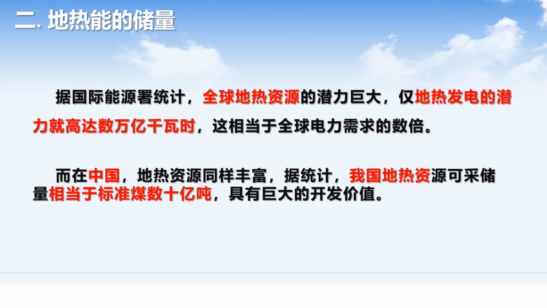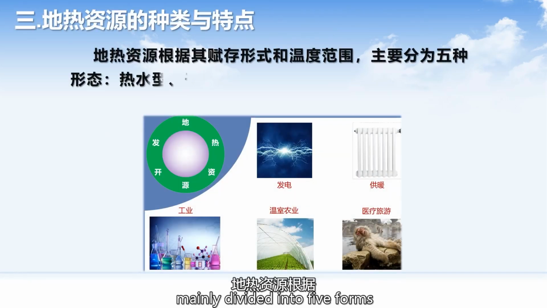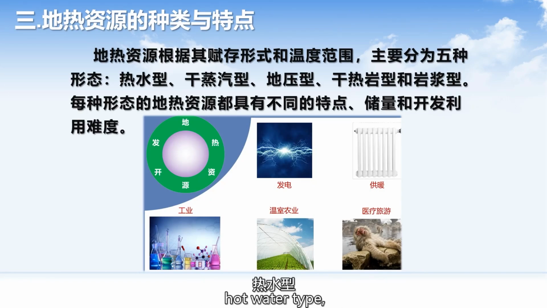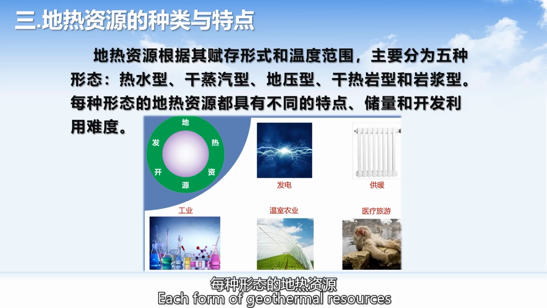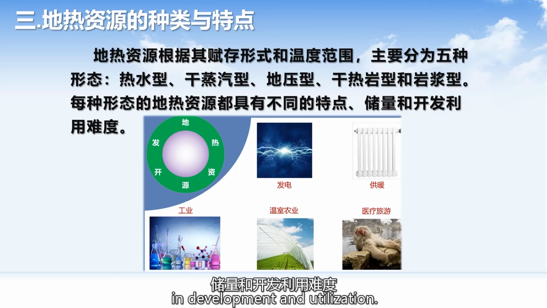development value. Geothermal resources are mainly divided into 5 forms based on their occurrence and temperature range: hot water type, dry steam type, ground pressure type, dry hard rock type, and magmatic type. Each form of geothermal resources has different characteristics, reserves, and difficulty in development and utilization.